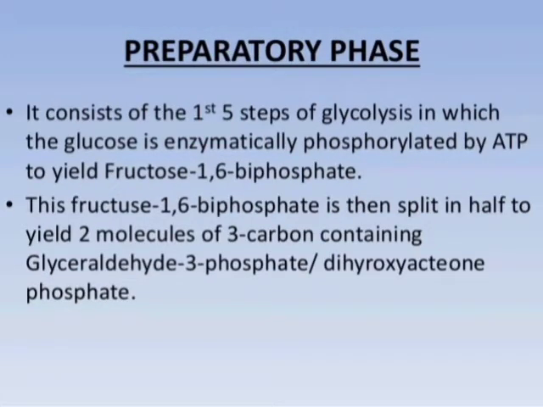So the first one, the preparatory phase, consists of the first 5 steps of glycolysis, in which the glucose is enzymatically phosphorylated by ATP to yield fructose 1,6-bisphosphate. And then this fructose 1,6-bisphosphate is split in half to yield 2 molecules of 3-carbon containing glyceraldehyde 3-phosphate and dihydroxyacetone phosphate. So this is the preparatory phase where previously prepared ATP are required to start the process.